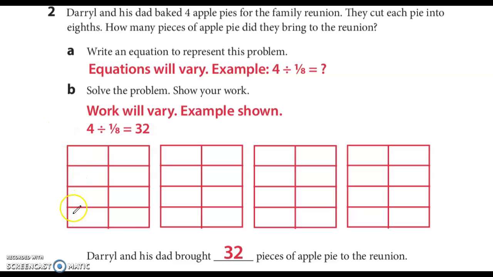So down here, you've got your 4 apple pies. And then for each apple pie, they took and cut them into eighths. And then if you took 4 times 8, that would be 32.